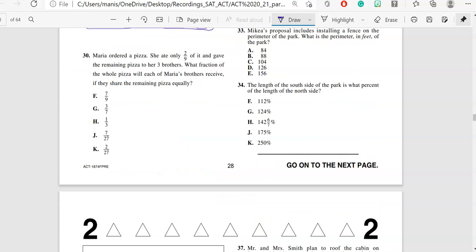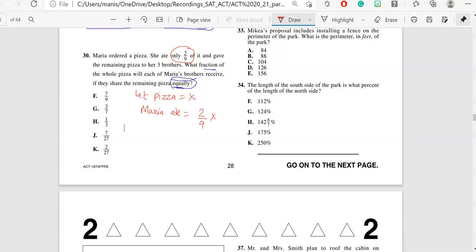Question number 30. Maria ordered a pizza. She ate only 2/9 of it and gave the remaining pizza to her three brothers. What fraction of the whole pizza will each of Maria's brothers receive if they share the remaining pizza equally? So the important point to note over here is the word equally. So let's start working on this question. Let's assume the pizza is equal to x. Now Maria ate only 2/9 of it. So how much did Maria eat? Maria ate 2/9 of x.